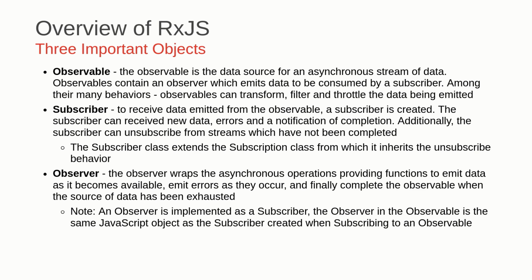Then finally, we have the observer. The observer is kind of part of the creation of the observable. It actually wraps the asynchronous operation and provides you the object necessary to emit data, to emit errors, and then finally mark the stream as being complete. In fact, the observer is actually implemented as a subscriber. And the observer in the observable is actually the same object that's used as the subscriber when subscribing to the observable.